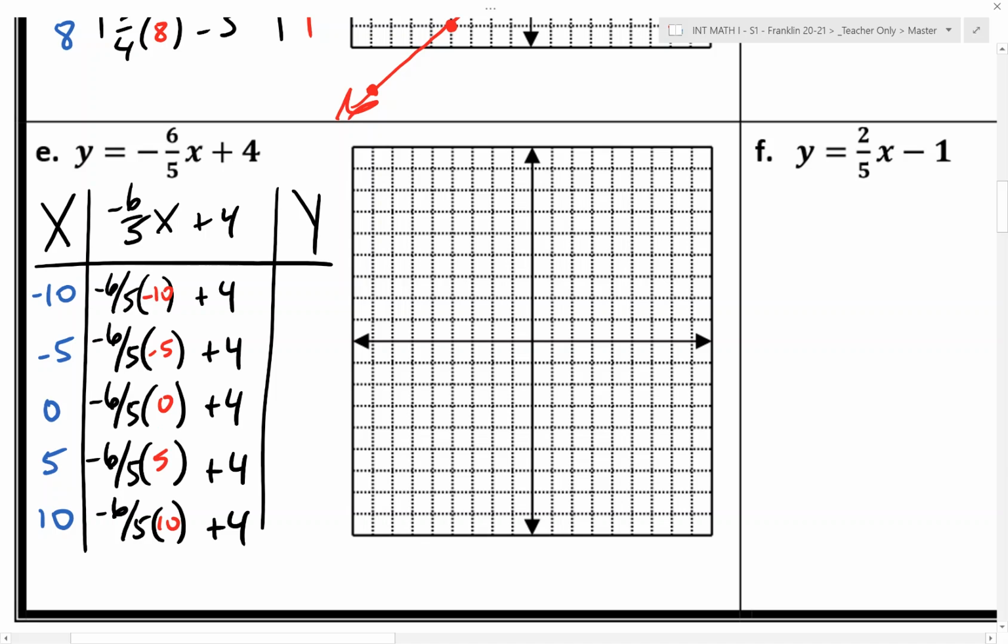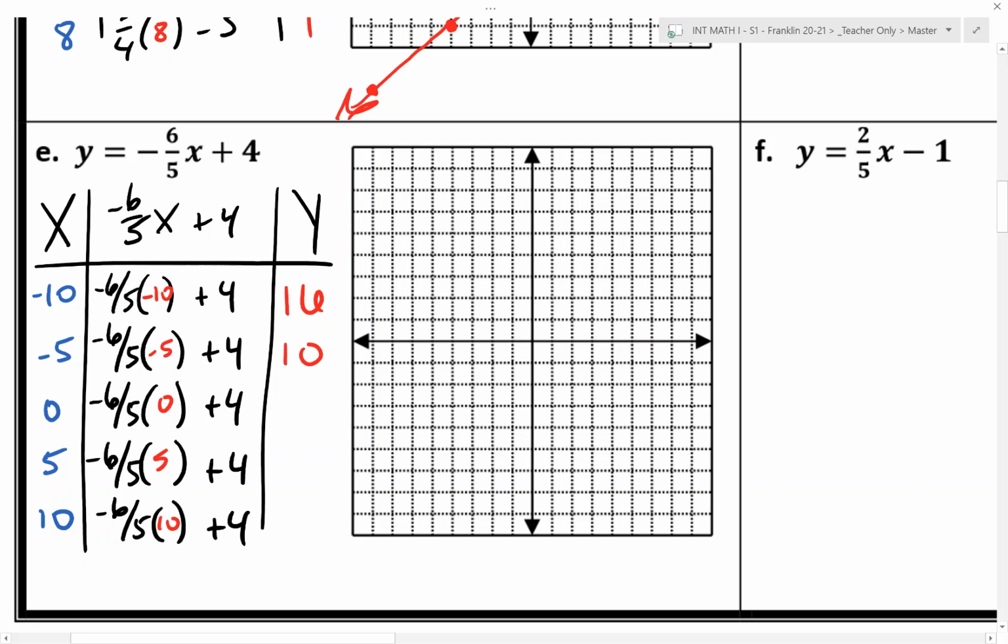So negative 6 over 5 times negative 10. Well, in this case, I think it might be easier to divide by 5 first. So we get 2 there times 6 is 12, positive 12, plus 4 is 16. Now that's going to be off the graph. I'm just going to do my best when I graph, and I'll probably skip that one. Okay, negative 6 over 5 times negative 5. Well, 5 divided by 5 is 1, times 6 is 6. 2 negatives make a positive 6, plus 4 is 10. Now that one's off the graph as well, but I'm going to be running out of points if I skip all of them, so we'll see what the rest are like.